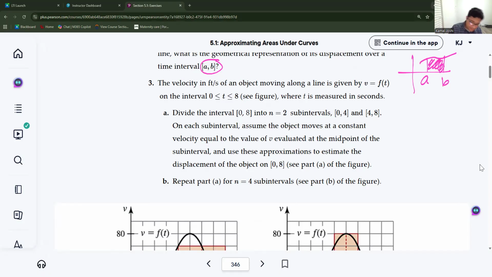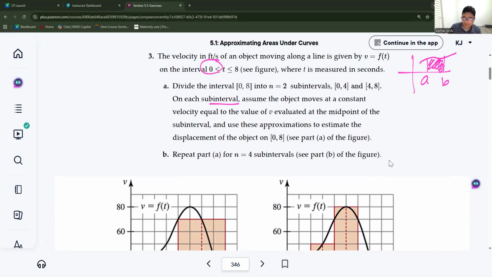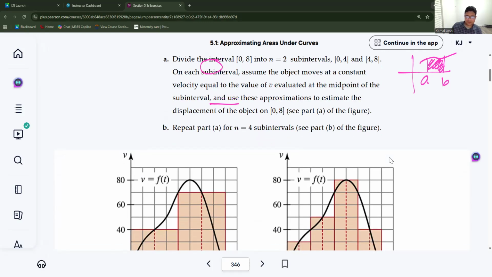Okay. Now, for question 3, the velocity of an object moving along a line is given by that from 0 to 8. Oh, okay, the diagram is given below, it seems. So I'm going to scroll down. Divide into n equal to 2 subintervals, 0 to 4 and 4 to 8, and on which assume the object moves at constant velocity equal to the value of v evaluated at the midpoint.